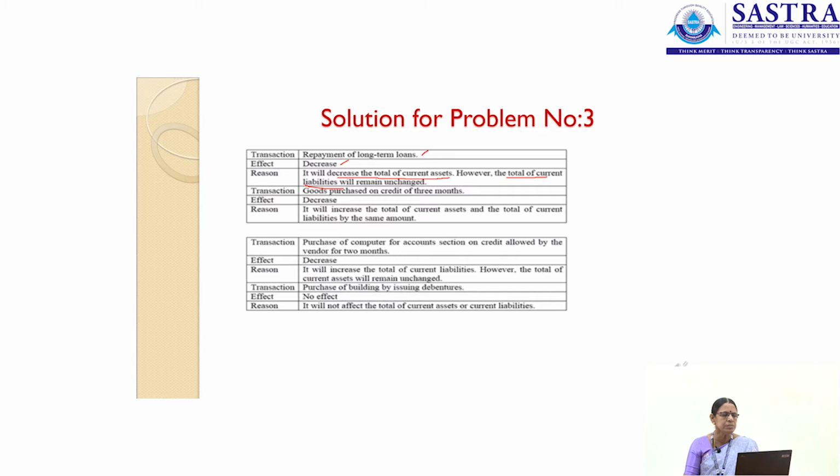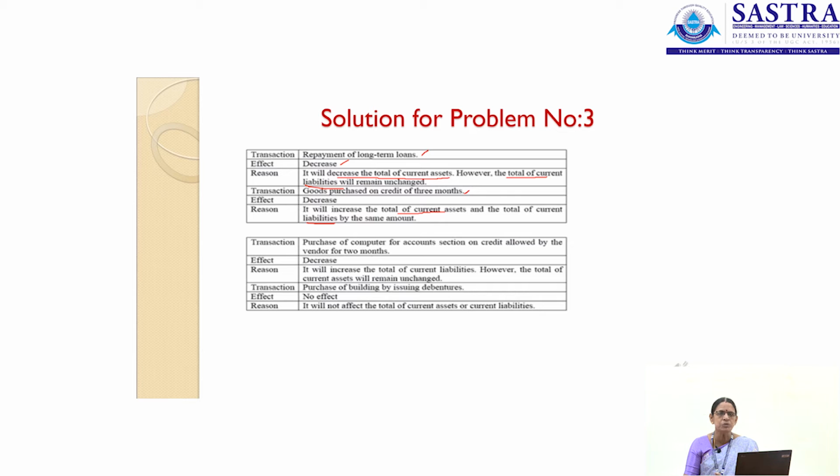Next transaction is goods purchased on credit for 3 months. So it will increase your current assets because stock will increase and current liability will also increase by the same amount because it is purchased on credit.